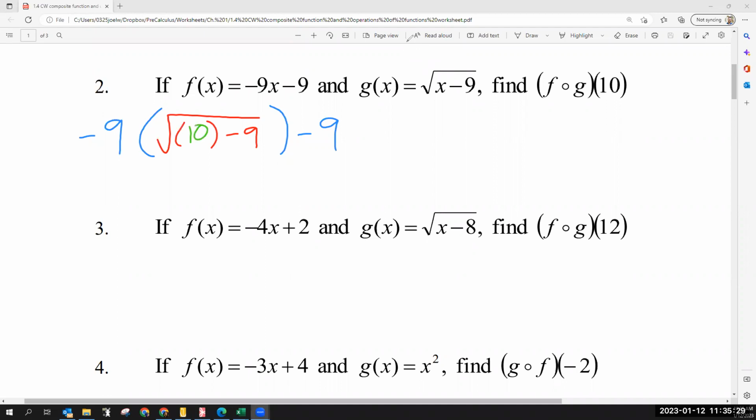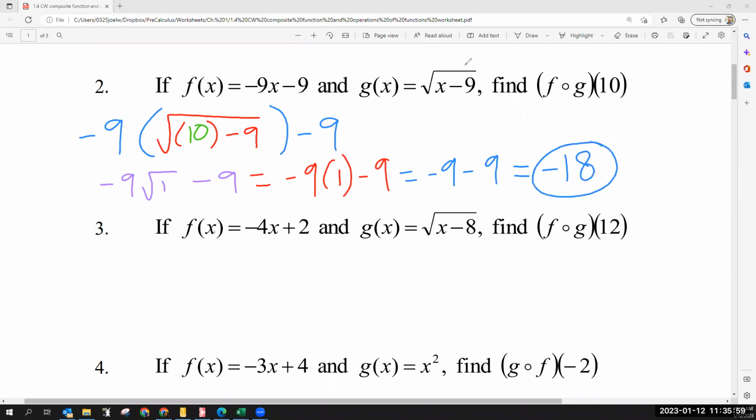All right. So inside my square root, we have 10 minus 9. What's 10 minus 9? And then I have square root of 1. What is the square root of 1? -9 times 1 minus 9. Well, anything times 1 is itself. -9 minus 9 is... We're going to come back and do 3, but first I want to skip down to number 4.